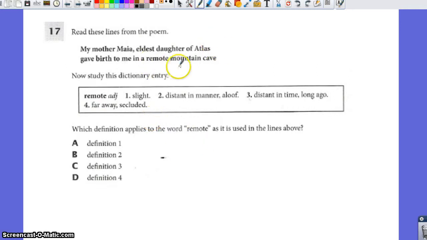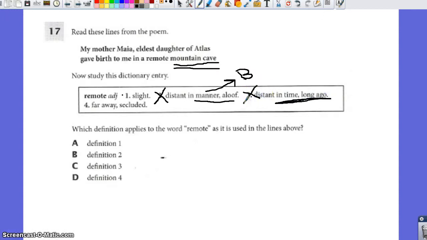All right. So if you are describing a mountain cave as being remote, would you be describing it as slight? I'm not 100% sure what slight means, so I'm not going to eliminate it yet. Would it be distant in manner or aloof? Well, when I think about someone's manners, this is where I'm going to use prior knowledge. I think about your behavior. So would you describe a mountain cave in terms of behavior? No, doesn't make sense. Distant in time, long ago. Do you describe a location as being something that was a long time ago? No, that doesn't make sense. You talk about periods of time being a long time ago, not an actual location.